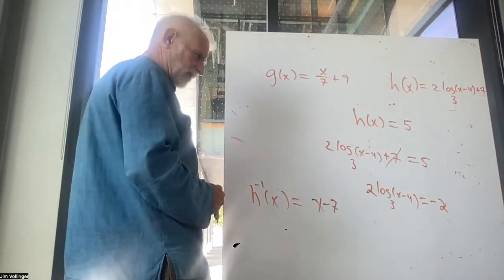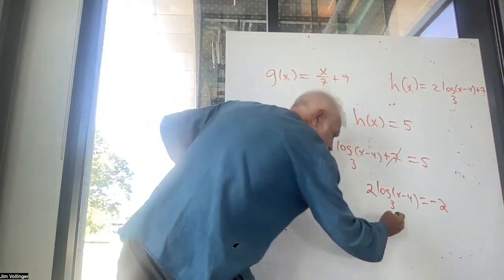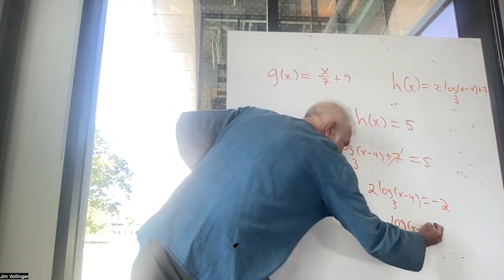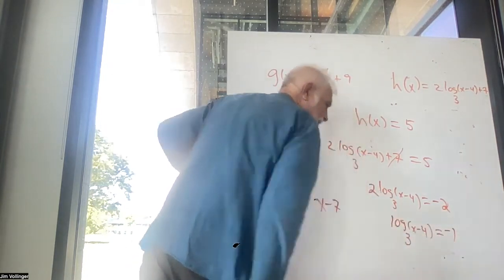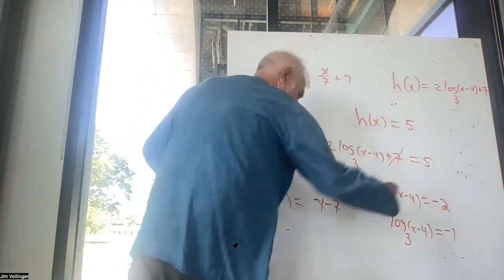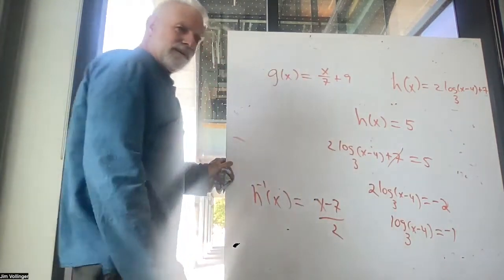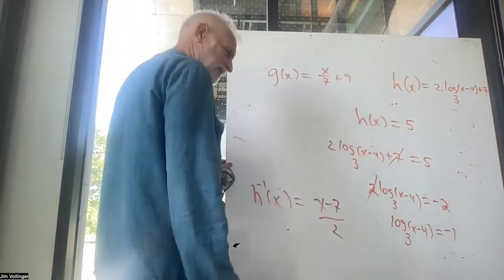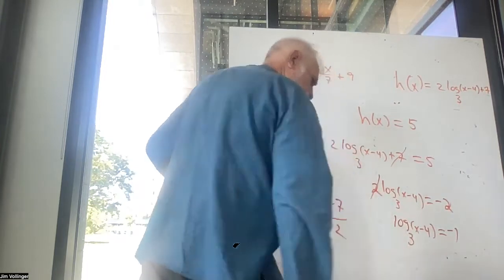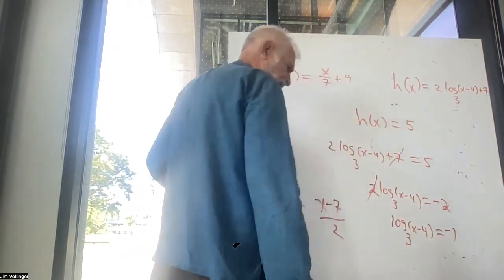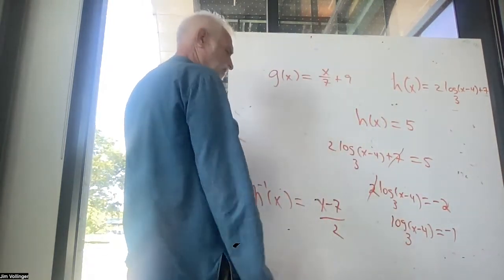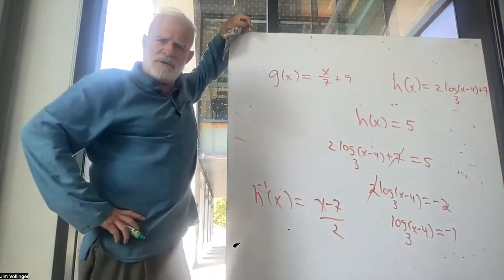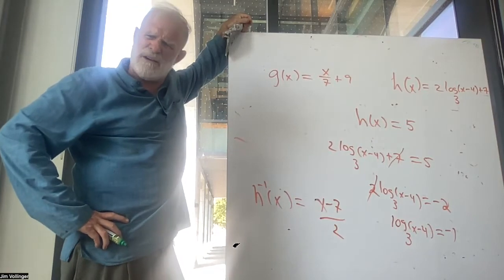What's the next thing I'm going to get rid of? Multiplication. So that's log base 3 of x minus 4 equals negative 1, because I divided by 2. So that's gone. Now, how do I get x alone here? I have to undo log base 3. Well, the inverse of log base 3 is 3 to the. The inverse of 3 to the is log base 3 of.